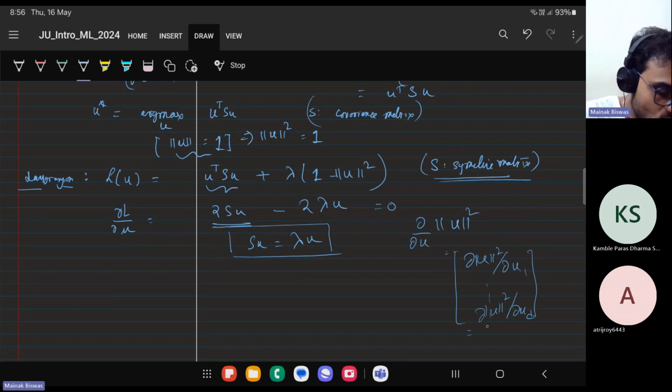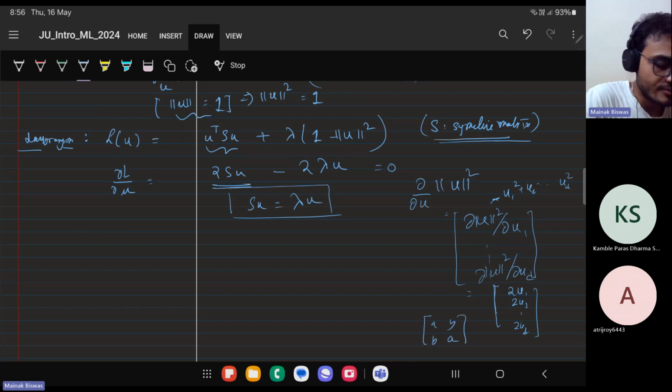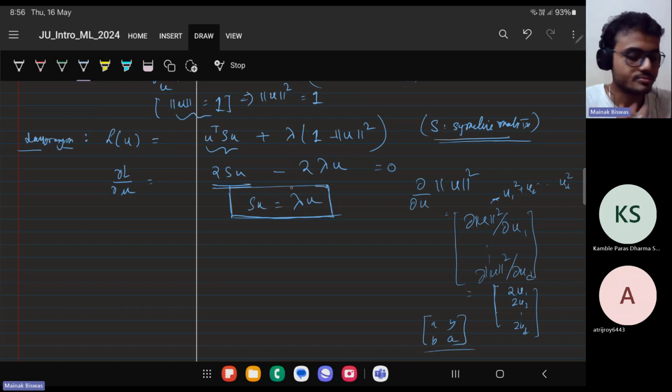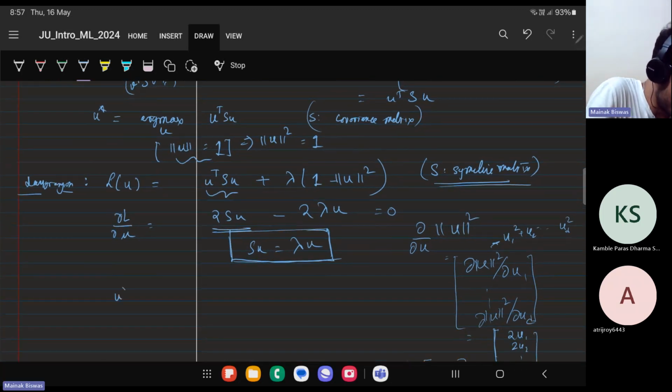So this is what? u squared is u1 squared plus u2 squared up to ud squared. You take the derivative, you get 2u1, 2u2, up to 2ud. Similarly, you can take the derivative for the first term. You can try with a symmetric matrix and you will see you get the same form. So you get Su equal to lambda u. Put this value in the original equation. What do you get? argmax u transpose lambda u, which is equal to lambda. Yes or no?